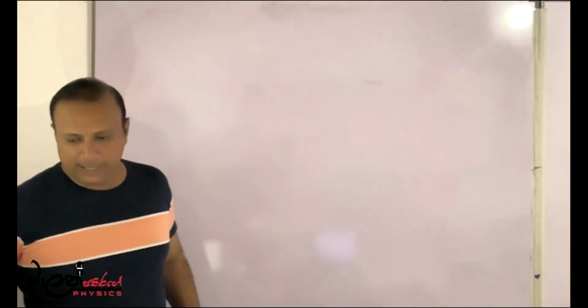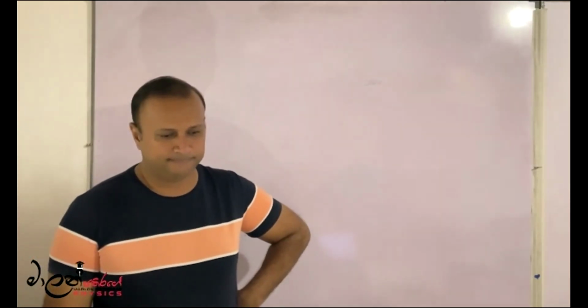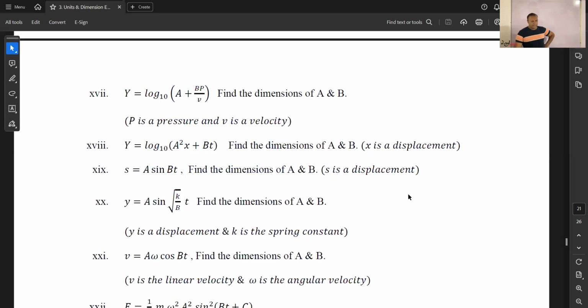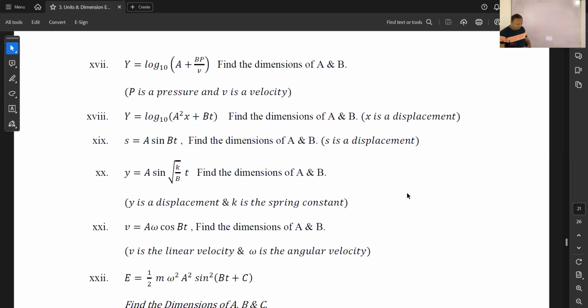Okay. Then the next question. The eighteenth one. y is equal to log 10 of (a squared x plus b t). A and B, sorry. x is displacement, t is time.